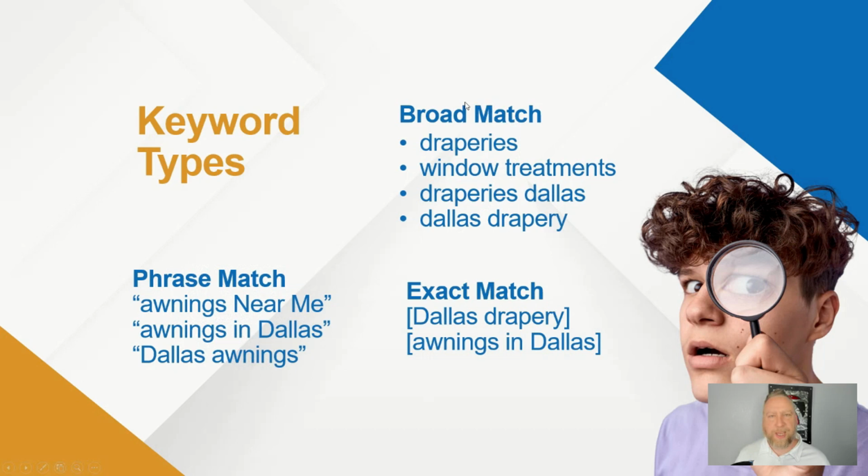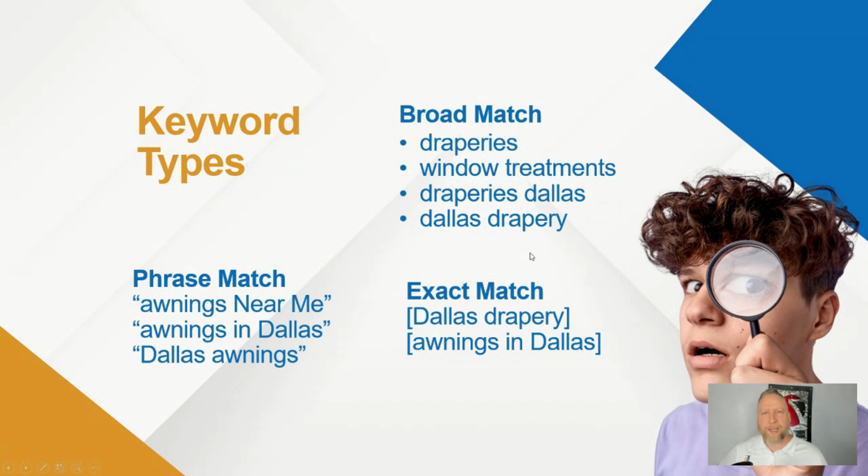Broad match is the most broad and probably should never be used, but that is draperies. So anytime anybody's searching for anything related to draperies, show my ad. That's a great way to spend a ton of money really quickly, because Google starts to make some assumptions about some things that maybe aren't that great. Let's say somebody types in cheap draperies from Walmart, right? Your ad would show if you were just doing a broad match search. So you've got to be real careful with the broad match. I would recommend against it in most cases.